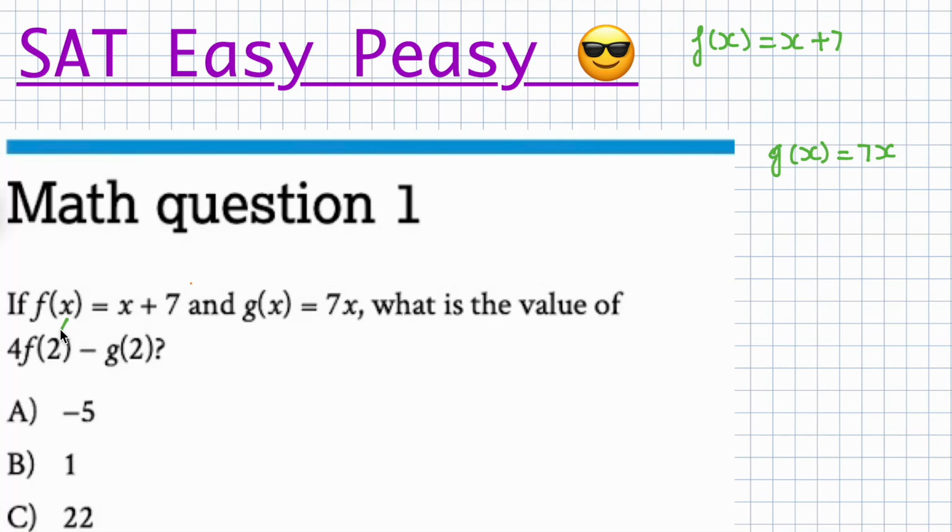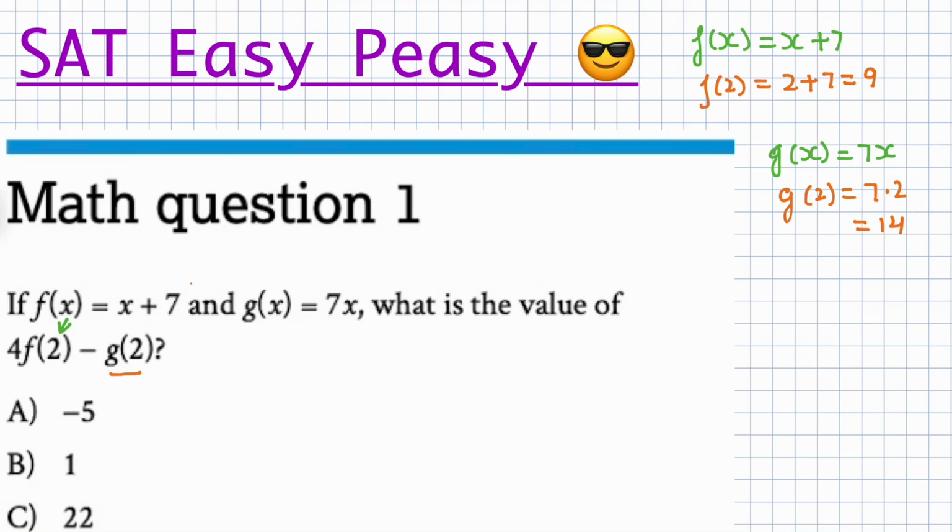Now here, as you can see, x is replaced with 2. So that means we have to just plug in every x as 2. So f of 2 is 2 plus 7, which is equal to 9. And here also we have g of 2. So let's plug in: g of 2 is equal to 7 times 2, which is equal to 14.